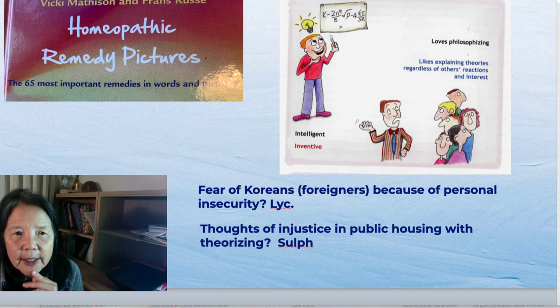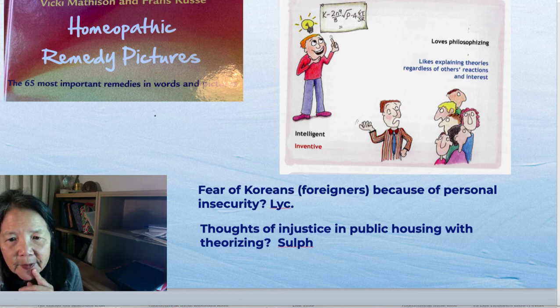Okay, so I'm taking this next section with these beautiful cartoons by Vicki Matheson, and I think they're very good. So we're going to look and see in my patient's case what was this. She's very intelligent, she's very inventive. This is sulfur. I forgot to write this down. I'm sorry. This is sulfur. And sulfur loves to philosophize. They say he's the ragged philosopher. And he likes to explain things, and he's interested in other people's reaction and interest.